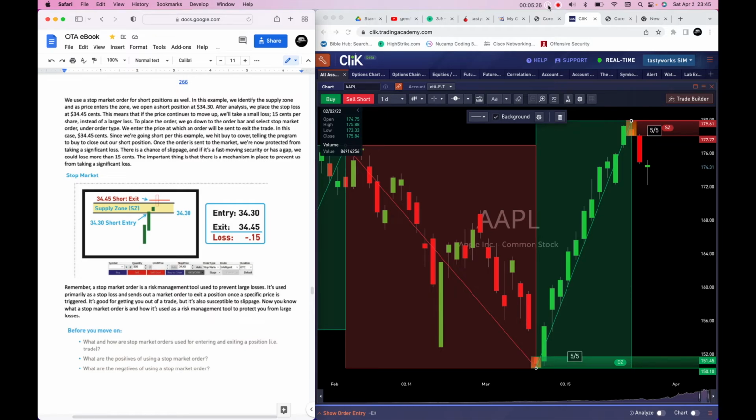Now you know what a stop market order is and how it's used as a risk management tool to protect you from large losses. Before you move on, ask yourself what and how are stop market orders used for entering and exiting a position. Ask yourself what are the positives of using a stop market order and what are the negatives of using a stop market order.